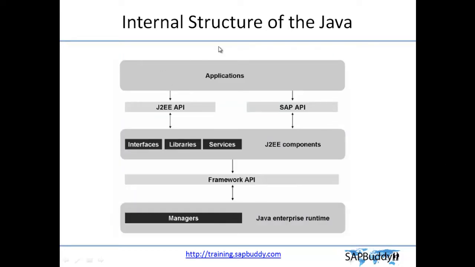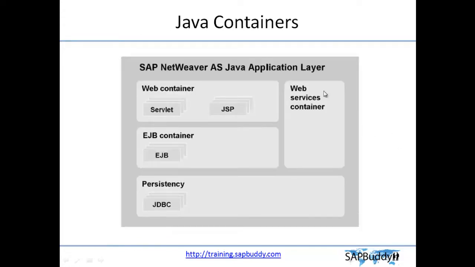Here you could see the internal structure of Java, where you can see how the applications are running. You have the J2EE API and SAP API, which in turn talk to the J2EE components individually, where you have interfaces, libraries, and services. Then you have the API framework, which in turn communicates to the managers and the Java enterprise runtime. This is the internal structure of Java.